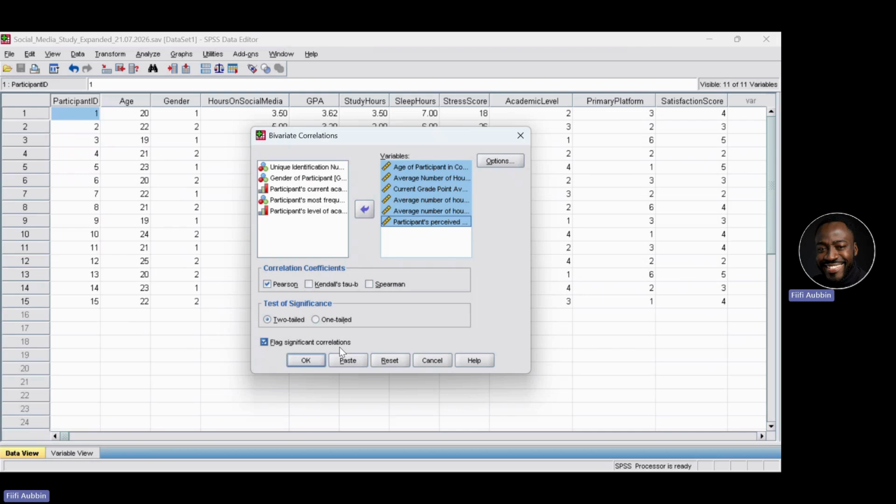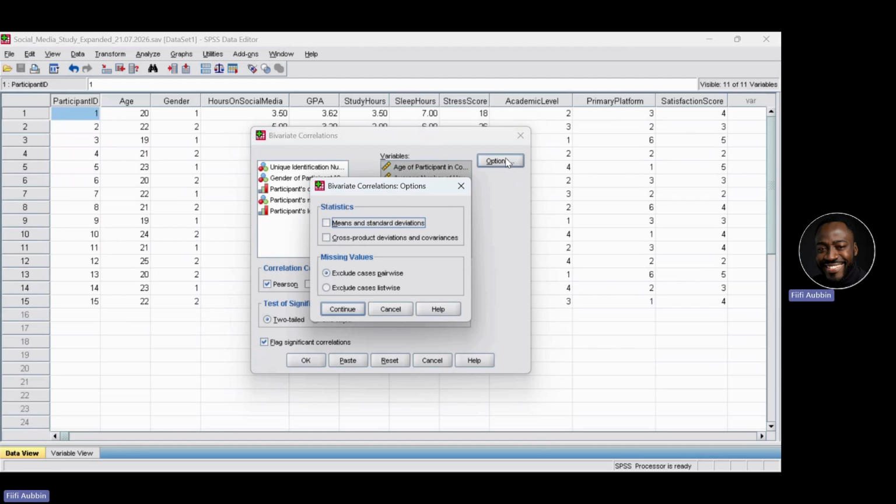Okay, and let's look at one more thing, which is the options button. So I want us to look at it. The first option, which is means and standard deviations, allows us to display descriptive statistics. I'm going to select that option so that it provides useful background information before interpreting the relationships. And when you go to the missing values section, maybe I'll need to do a little bit of explanation here.